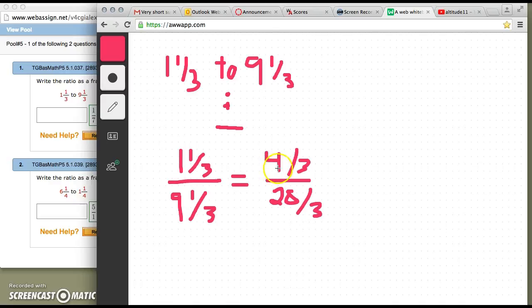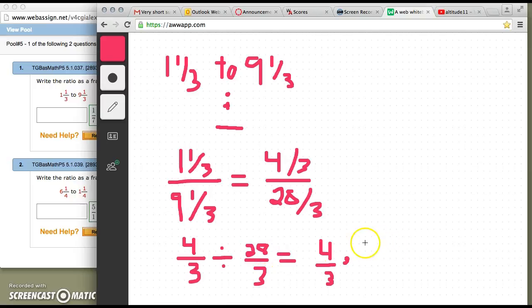All right. So now notice that you're taking 4 over 3 divided by 28 over 3. Well, dividing by a fraction is the same as multiplying by the reciprocal. So 4 over 3 divided by, that's this horizontal line, divided by 28 over 3. That is the same thing as 4 over 3 times 3 over 28.